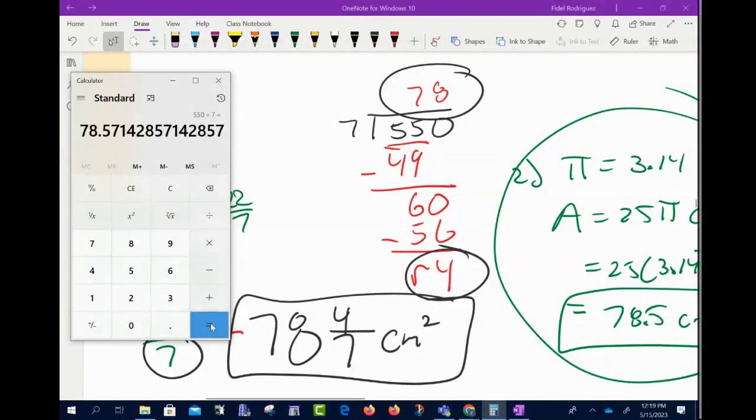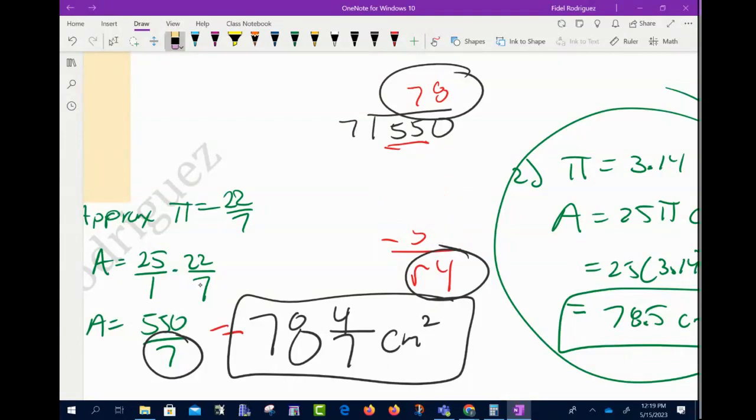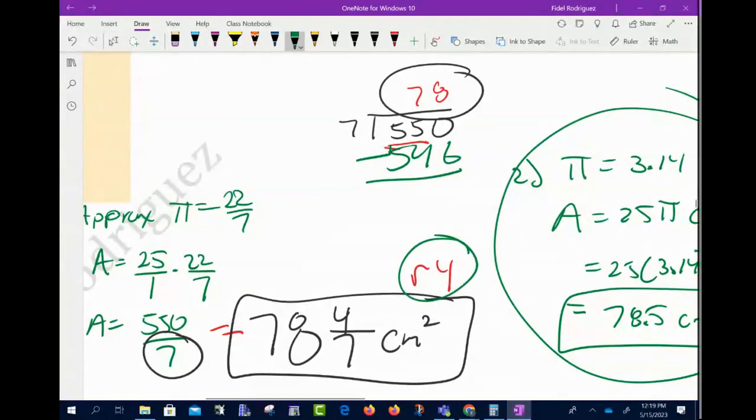Okay, look what we came up with: 78 point and a whole bunch of stuff, right? Forget about the whole bunch of stuff over here. Pretend that's not there. Just do this. What's 7 times 78? 546. Okay, so this is what we're going to do, and we're going to subtract. What's 550 minus 546? Isn't that my remainder? Does that make sense? You should do it like that from the beginning.